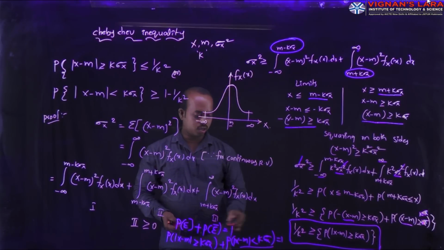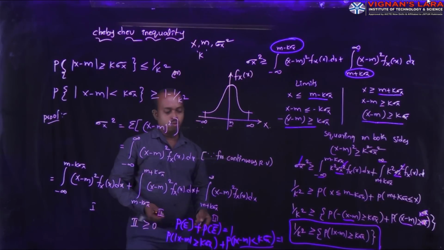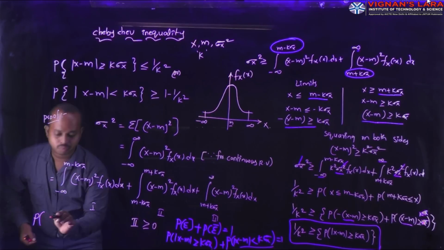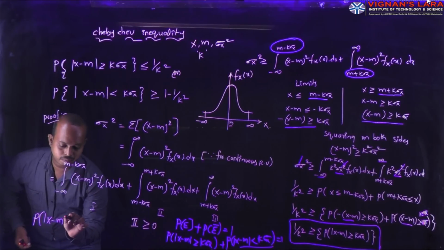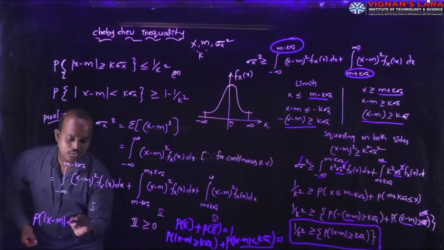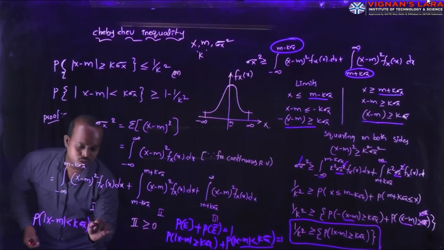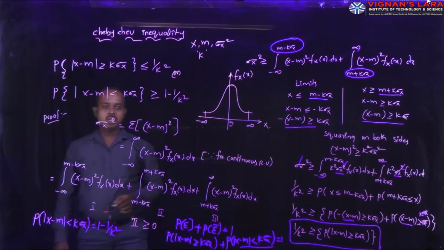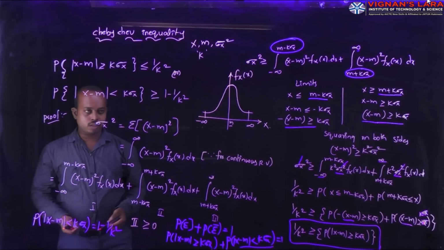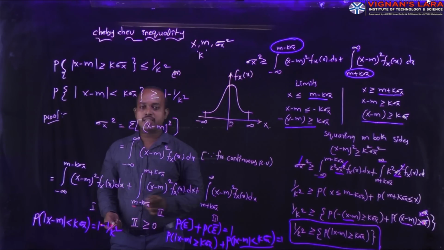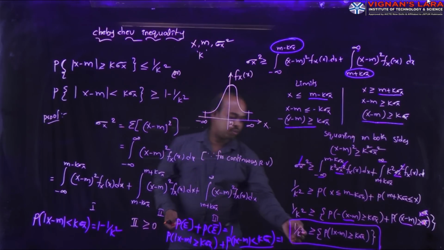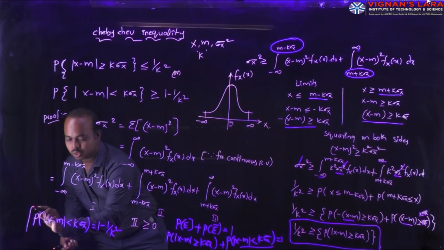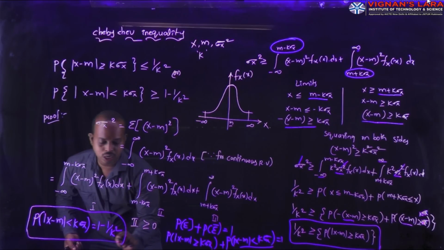1 by k square. From this relation we can find the value of the opposite term: probability of modulus x minus m less than k into sigma x is equal to 1 minus 1 by k square. This is the property you can obtain. But already we have the greater than condition. What is the condition we have? Greater than or equal to. Based on the value, we can obtain this quantity. This is the derivation part for Chebyshev inequality.